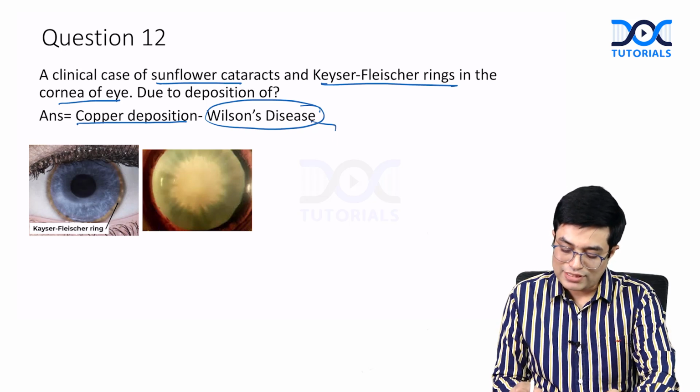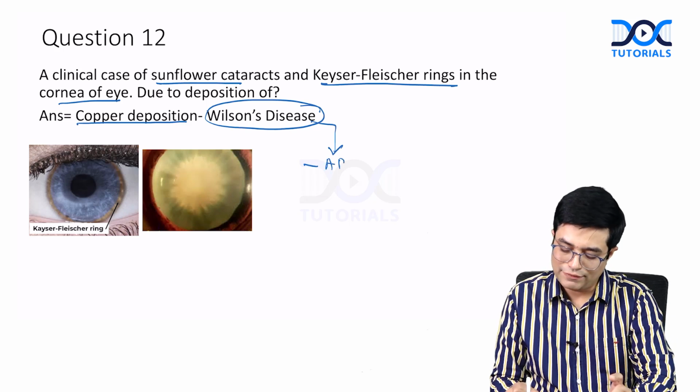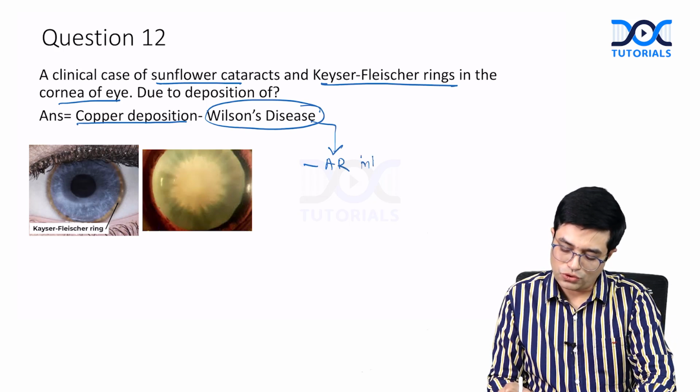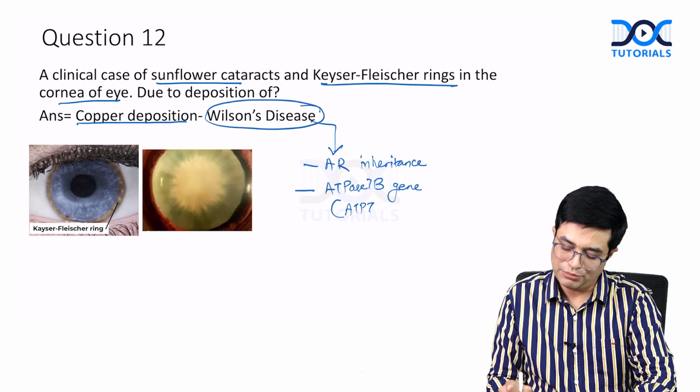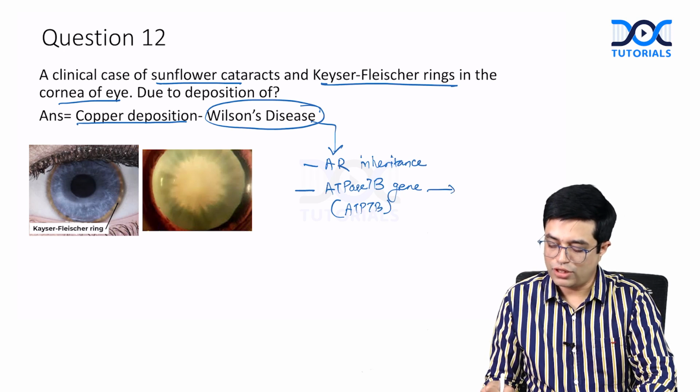What are the things about Wilson disease that you should know? They have been asked in the exam. It is an autosomal recessive condition. So, it shows autosomal recessive inheritance. What is the gene involved? ATPase 7B gene, also sometimes written as ATP7B gene, right? So the ATP7B gene codes for a copper transporter.